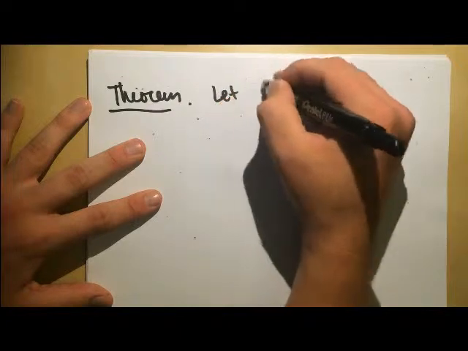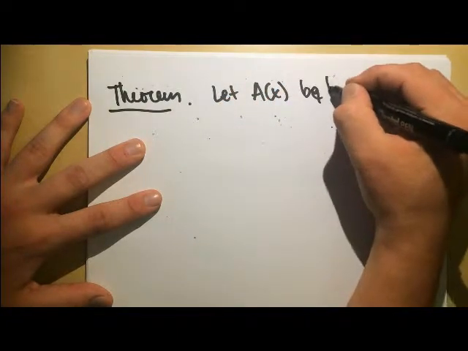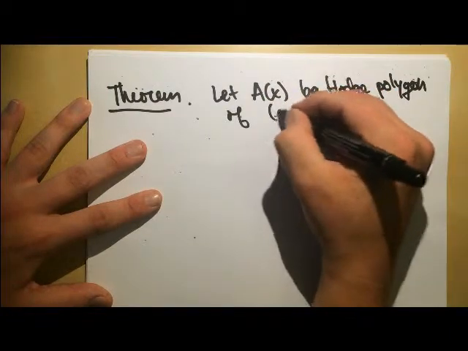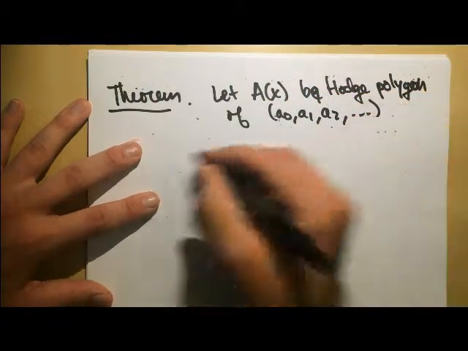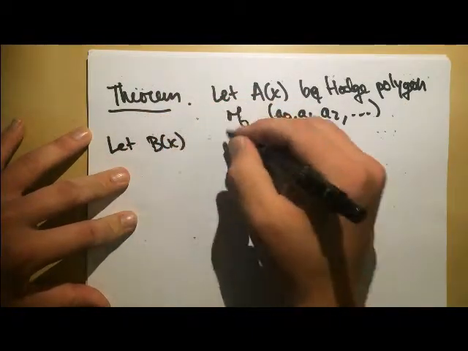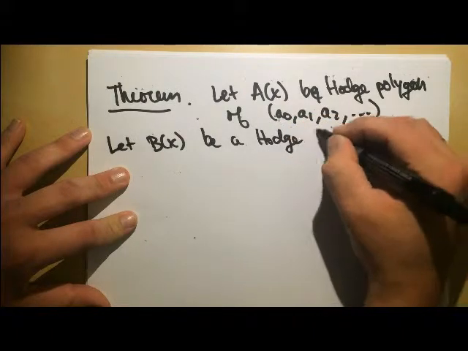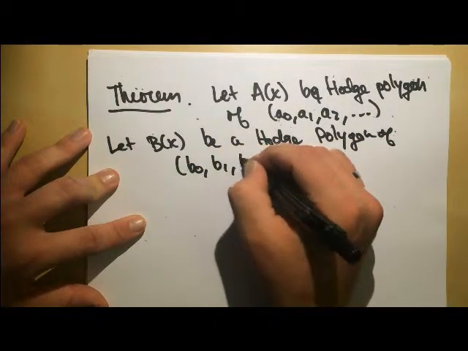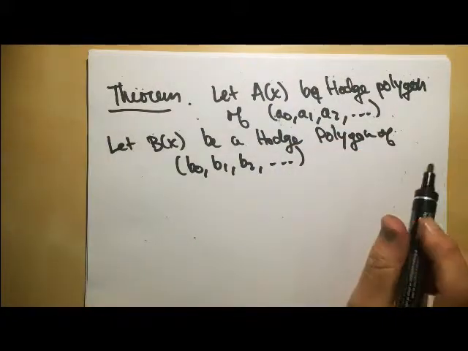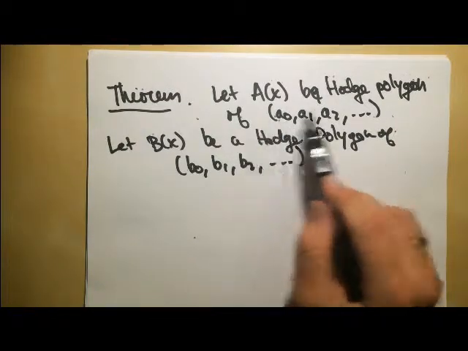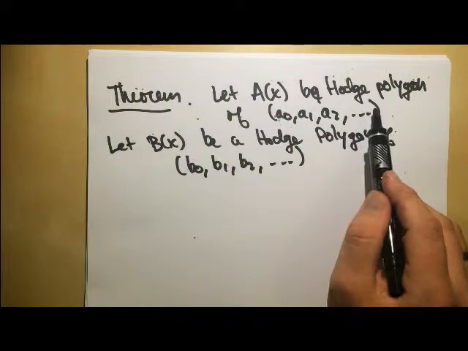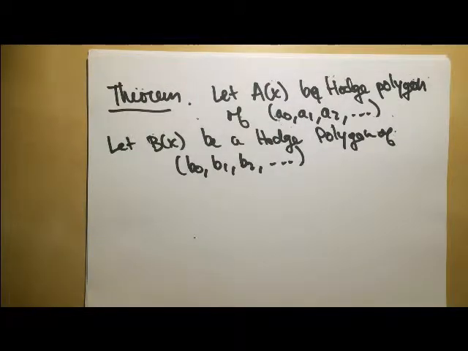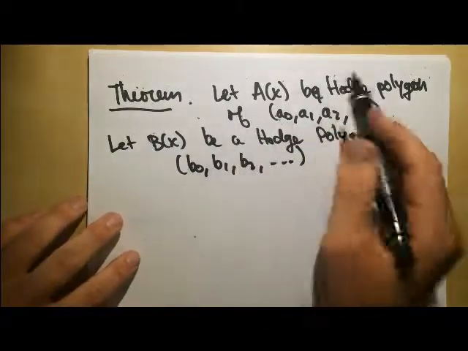So let A of x be the Hodge polygon, again an abstract Hodge polygon, of some sequence A0, A1, A2, etc. And let B of x be a Hodge polygon of, let's say, B0, B1, B2, etc. I should say that this can be of finite length or infinite length, and truncating or appending zeros is going to change how this behaves. I just wanted to say there's a difference between the two things.